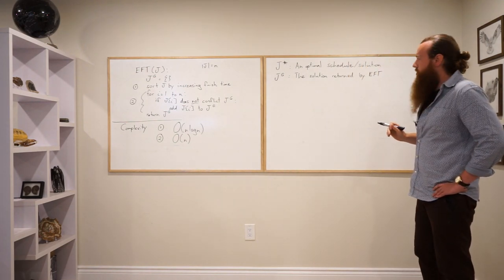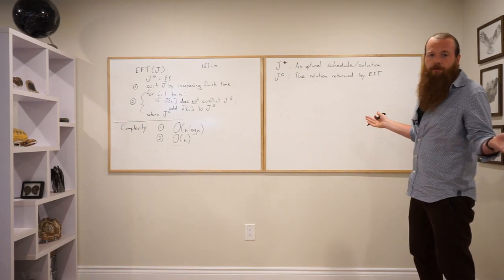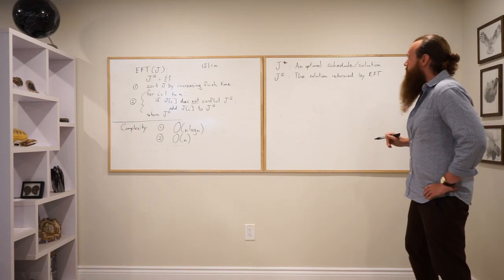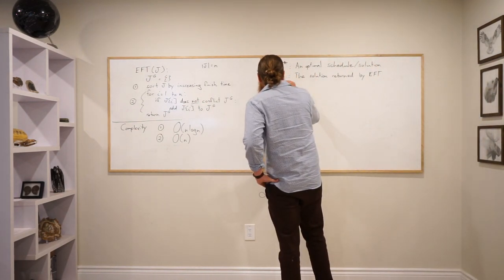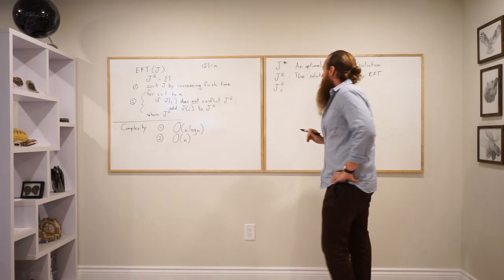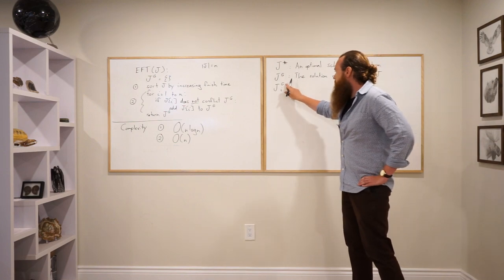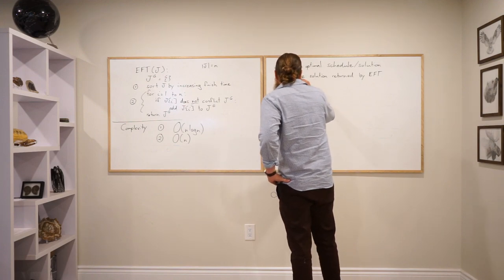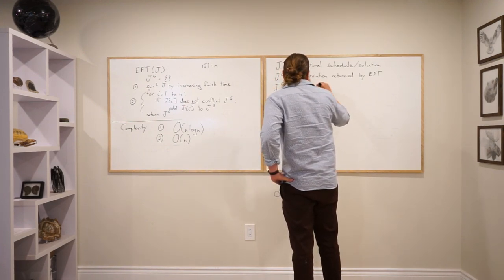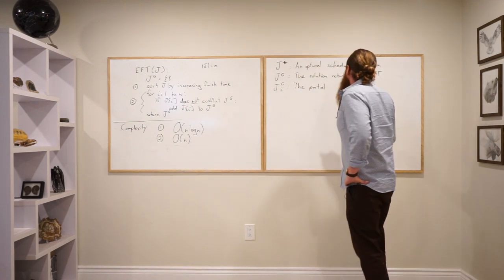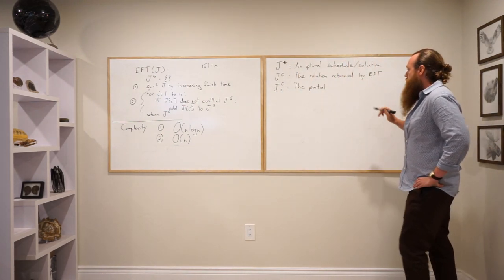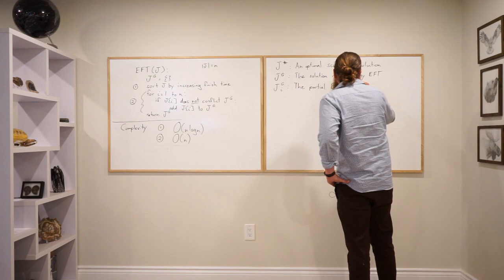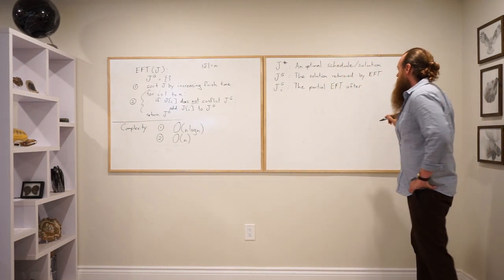So nothing too crazy just yet. It doesn't get crazy for this proof, but it gets a little tedious with some of the bookkeeping, but hey, that's the nature of the beast here. What's the next one? J^G_I. So we still have our superscript G, but now we have a subscript I. Well, what's that going to be? That's going to be the partial solution determined by EFT. So the partial EFT solution after considering the first I jobs.